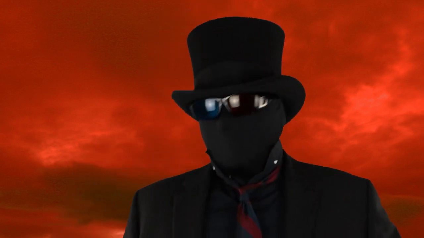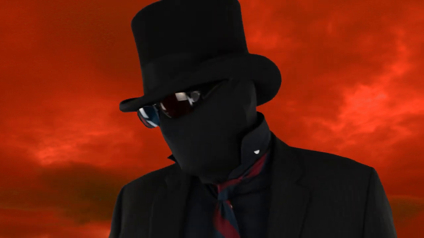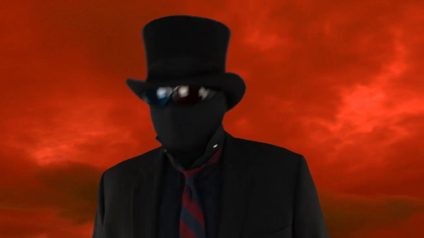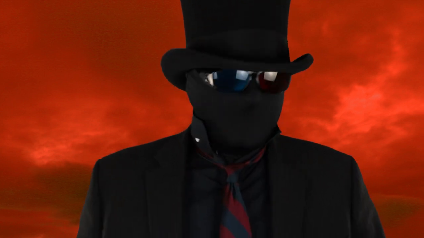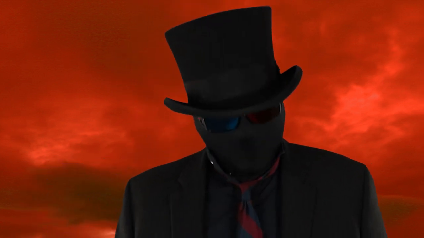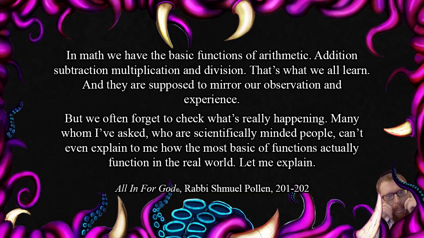Because now we're moving on to another chapter challenging a basic aspect of arithmetic: division. And I don't mean questioning a few details, I mean questioning the entire concept. In math, we have the basic functions of arithmetic: addition, subtraction, multiplication, and division. That's what we all learn, and they are supposed to mirror our observation and experience. But we often forget to check what's really happening. Many whom I've asked, who are scientifically minded people, can't even explain to me how the most basic functions actually function in the real world.